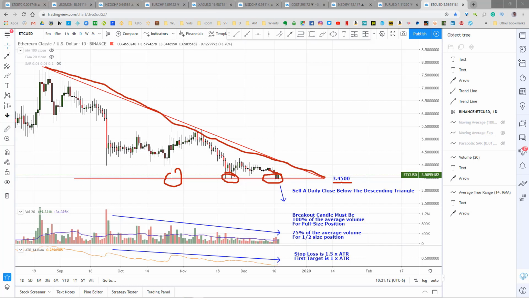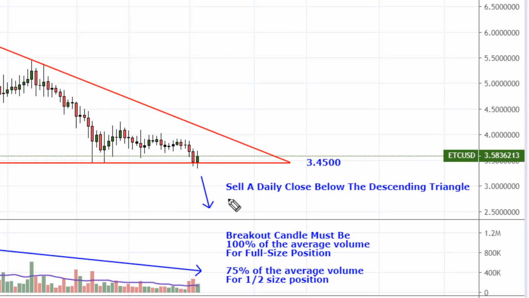And the whole thing should be confirmed with a nice decline in the volume and a nice decline in the volatility. I measure the volatility using the average true range, or ATR, which shows the average length of the last 14 candles. The descending triangle is a bearish pattern, and I will only take a sell signal from it. And here's the trade plan. We'll sell a daily close below the descending triangle.